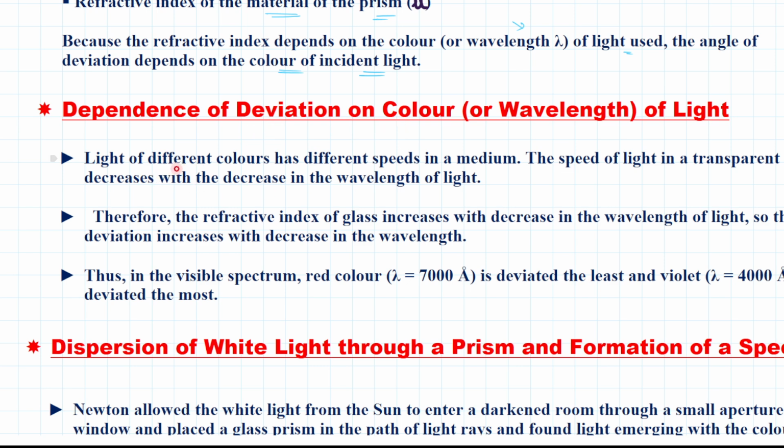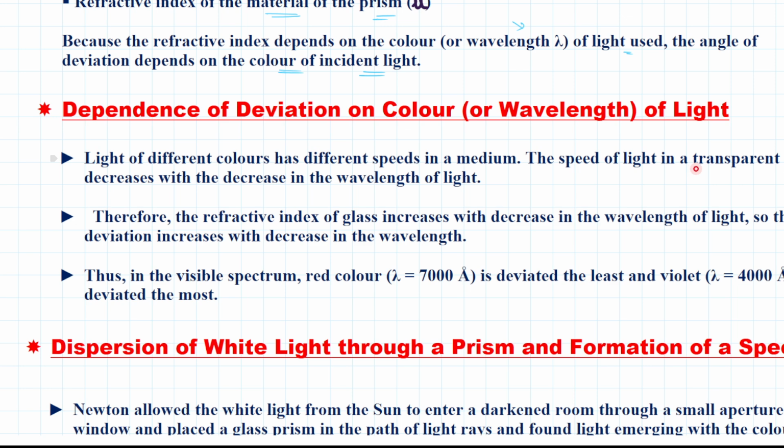So light of different color has different speed in a medium. So the speed of light in transparent medium decreases with decrease in the wavelength of light. The light of different color has different speed. Okay, so suppose we have the red light, red color. Okay, so red color we are taking, the blue color, green color. So they have different speed in a medium.